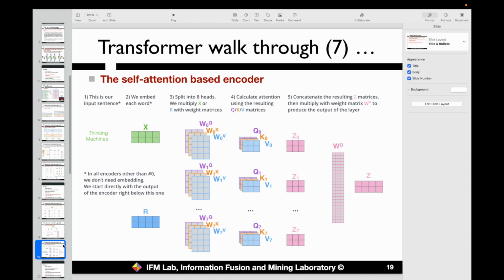So this is the way we can define the encoder for the transformer. And in the next page, we will show how to utilize this kind of encoder to define the transformer model and how to utilize it to do the translation between different languages.